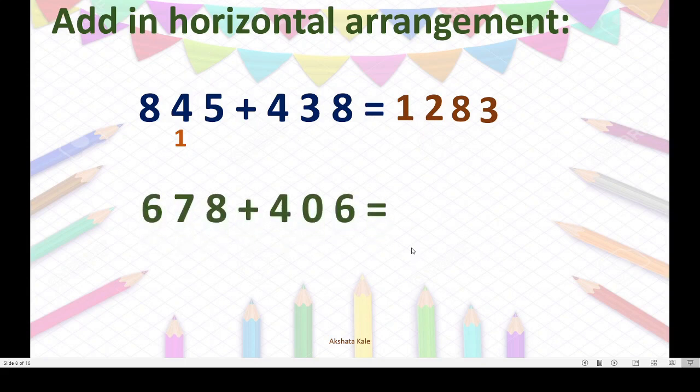Okay, one more I will take. Now in the unit place, 8 plus 6. How much? 14. Good. 4 we will write here. Okay. And 1 is carried over to the tens place. Now in the tens place, what all is there? 1 plus 7 plus 0. That is 8. Now in the hundreds place, 6 plus 4. That is 10. Isn't it? I hope you understood the addition by horizontal arrangement.